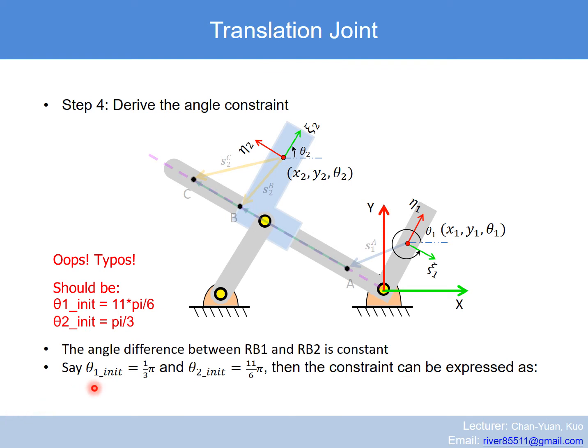Here, I let theta 1 init and theta 2 init be the angles of the local coordinates of these two rigid bodies before the mechanism starts to move. And with these two variables, we can come up with the equation shown here. Great! So this is how we derive the constraint equations for the translational joint.